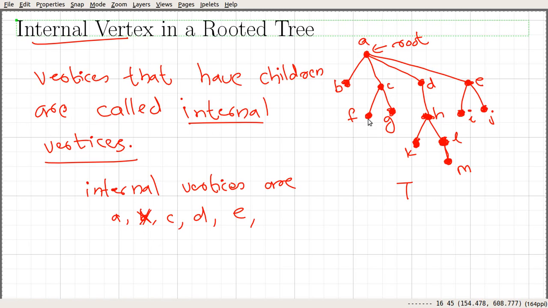D is not an internal vertex. H is, I is not, J is not, K is not, L is because L has a child here, M, right? M is not. So if you consider this tree, all these vertices A, C, D, E, H and L are internal vertices. Vertices that have children are called internal vertices.